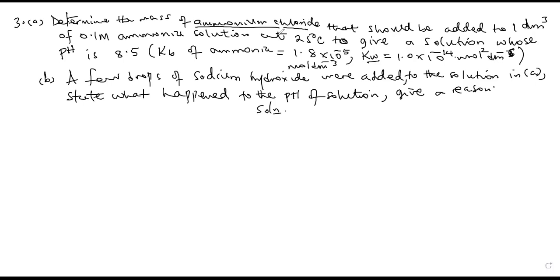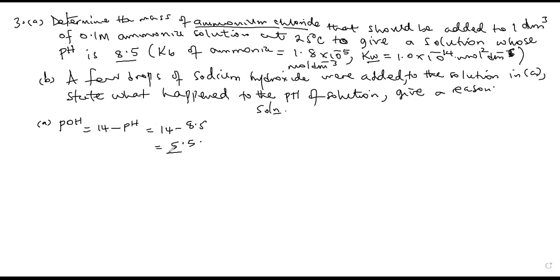Now, they have given us pH as 8.5 and Kb and Kw. Allow me to say that pOH is equal to 14 minus pH. And this is 14 minus pH, which is 8.5. And our pOH is 5.5.